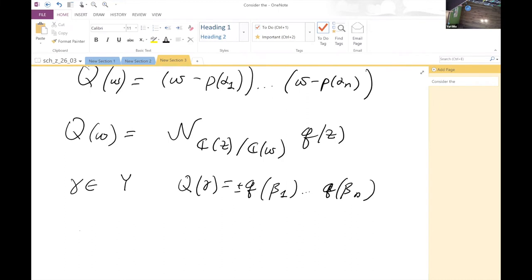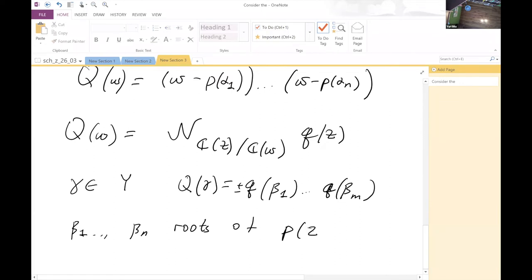Roots of P of Z minus gamma, which is again clear. It's natural that it must be like this because, well, if it is norm, then its value must be the product of values on the fiber. So, and well, it's kind of immediate verification. Again, I skip the verification. You can try to do it yourself.